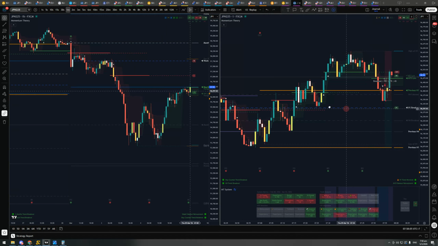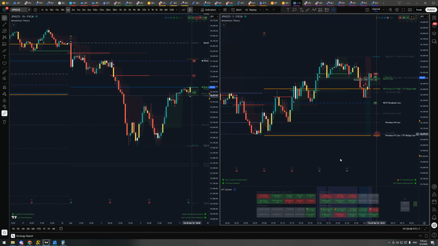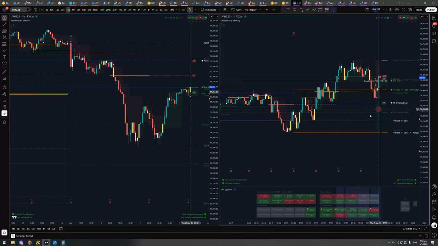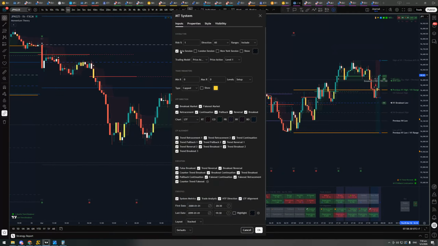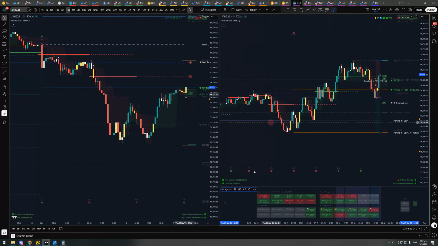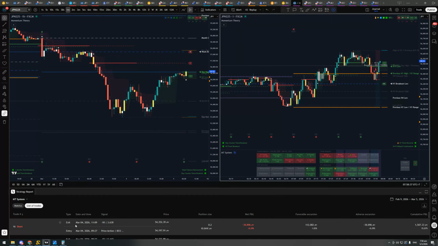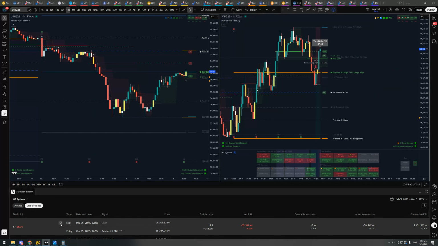Got the robot set up. This is something that I'm working on. It's already taken a trade here. This is not a trade that I would take. It's too close to the new H1. So this is something that I'm still tweaking. Basically it lets me know how all my setups are performing on Nikkei. I only trade this in Asia, so I just have this set up on the Asia session. And it's been working pretty well. I can see all my setups here, how they're performing.